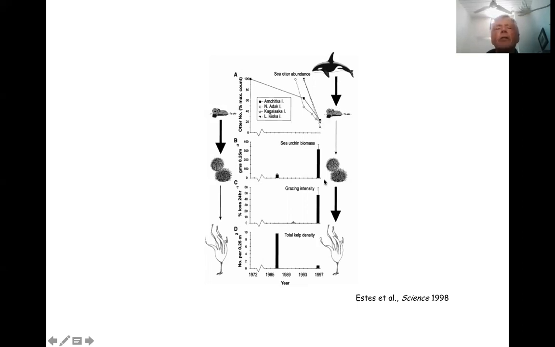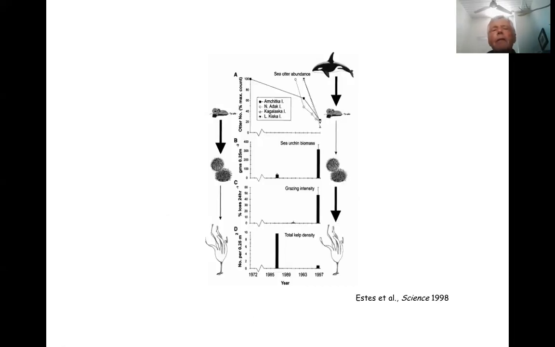The consequences were predictable. Otters gone, urchins become abundant. You can see that here. Kelps become rare. You can see that here. This system switched from being a 3 trophic level system to a 4 trophic level system. This is probably one of the better examples from nature of this food chain theory that I talked about earlier.